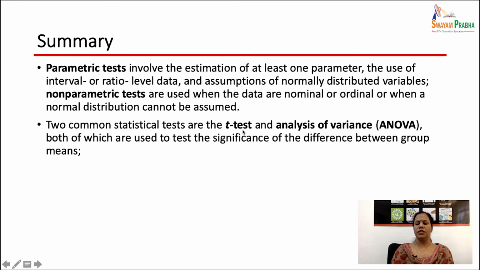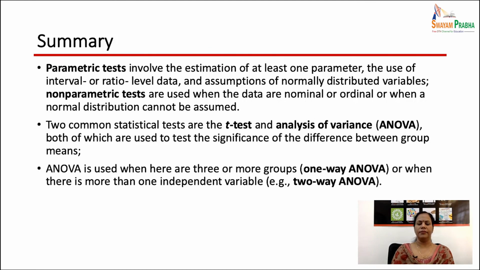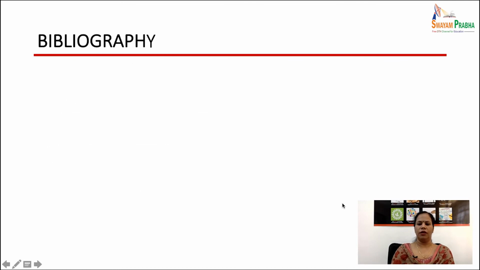We talked about the t-test, where we covered the unpaired t-test, paired t-test, and one sample t-test or independent sample test, and analysis of variance: one-way analysis of variance and two-way analysis of variance. ANOVA is used when there are three or more groups, that is one-way ANOVA, or when there is more than one independent variable. So for example, when we check the effect of demographics on the dependent variable, then we go for the two-way ANOVA.